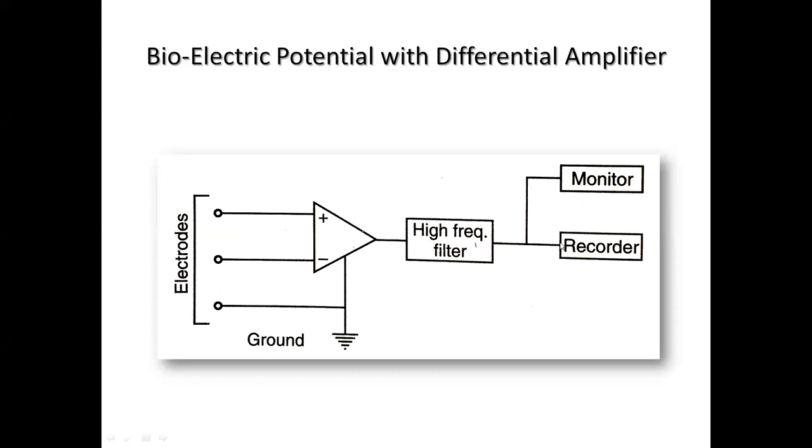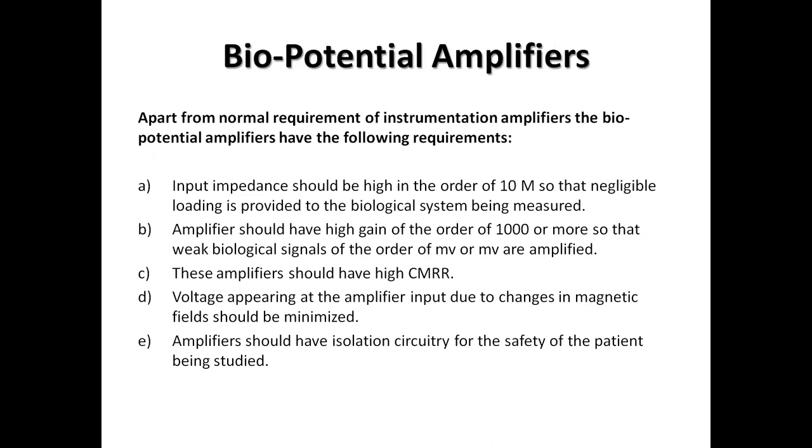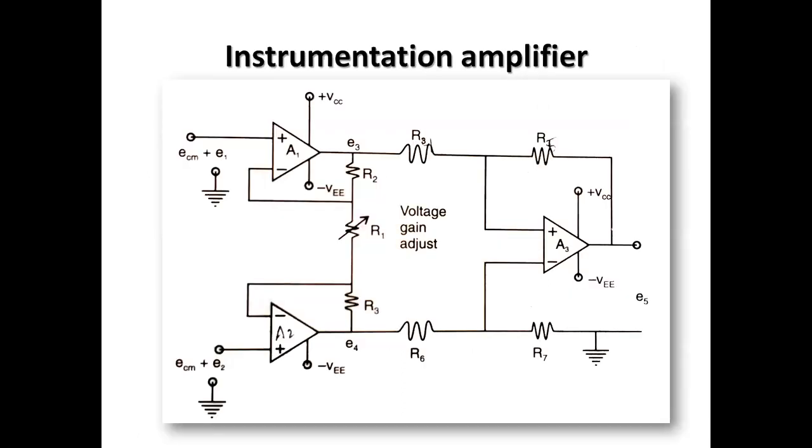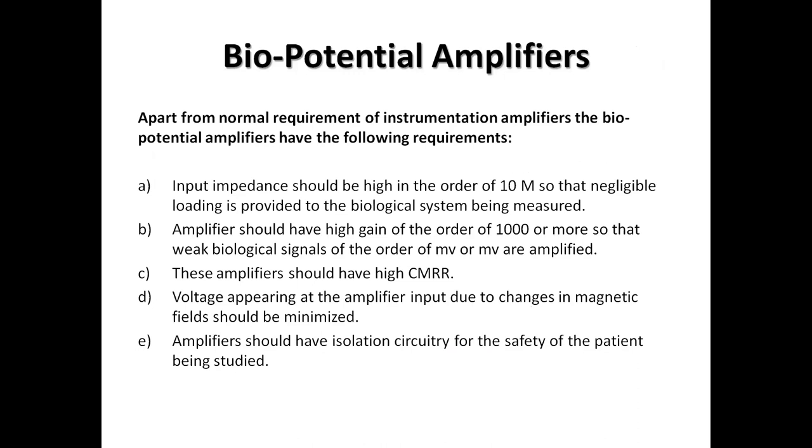This is a simple bioelectric potential measurement incorporating a differential amplifier. The data can be collected by various electrodes placed on the skin surface, for example skin type, suction type, or needle type electrodes. The data can be collected from the op-amp device, where the signal is very poor. We have to filter it and monitor it, and the proper data is recorded. These are the several criteria for a biopotential amplifier.